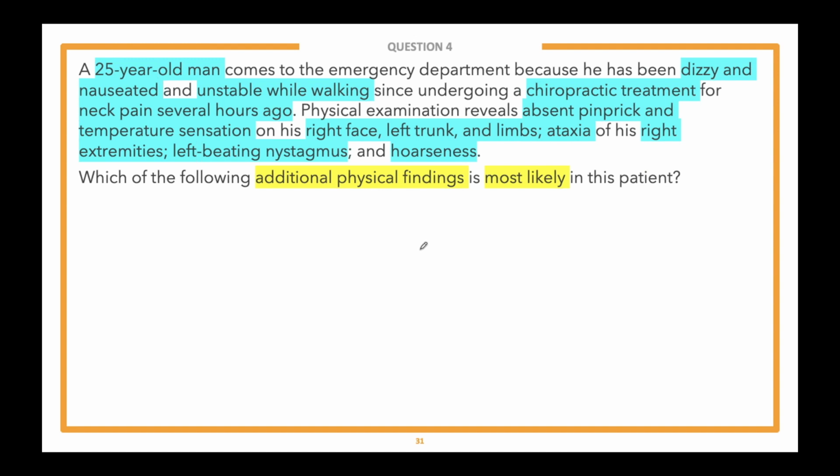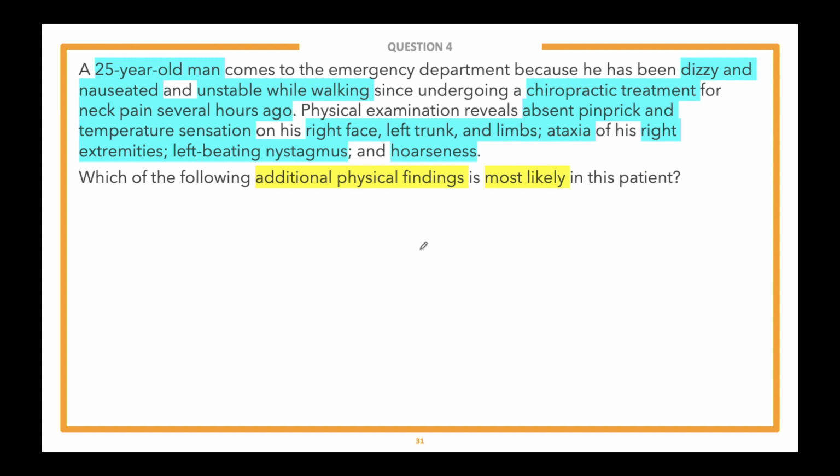They're asking us about additional findings most likely in this patient. So I think we've got a couple of steps here. One, we've got to use the clues in that vignette to come up with the diagnosis. Based on that, we've got to determine what additional physical findings you could see in that condition. So that's probably a two-step question. We'll also keep in mind that they're asking about most likely. There's always a chance that a couple of findings may fit the patient, and we've got to pick the most likely one. That's why we've highlighted that as well.